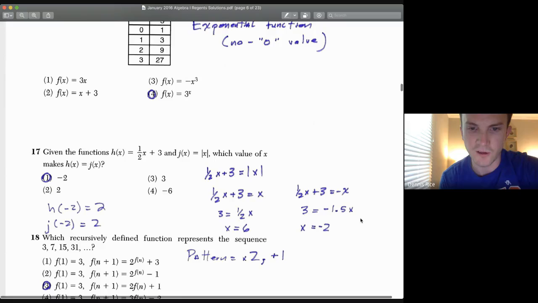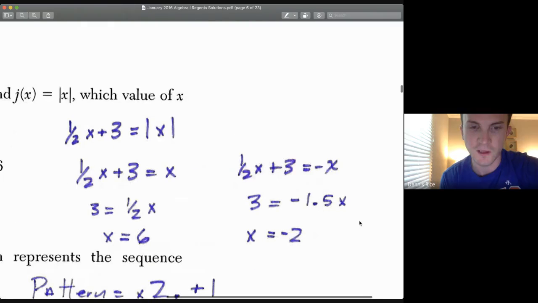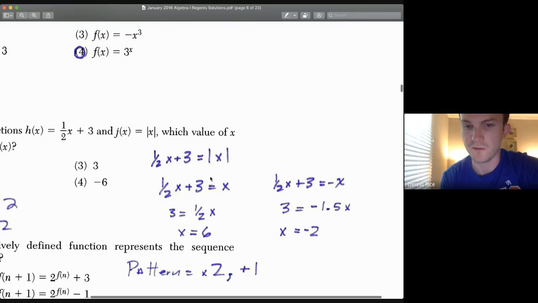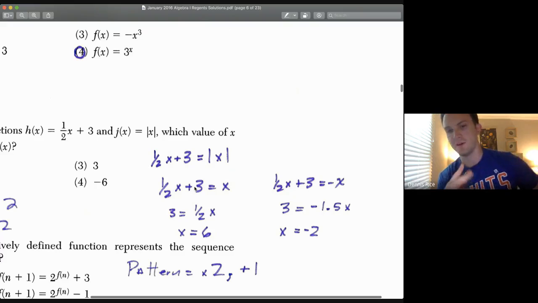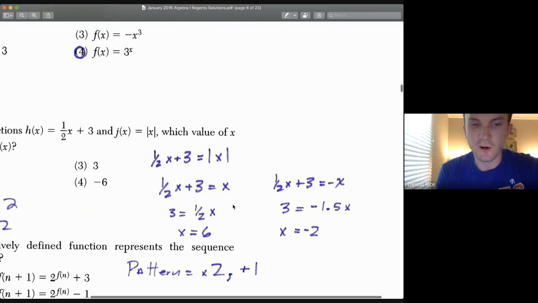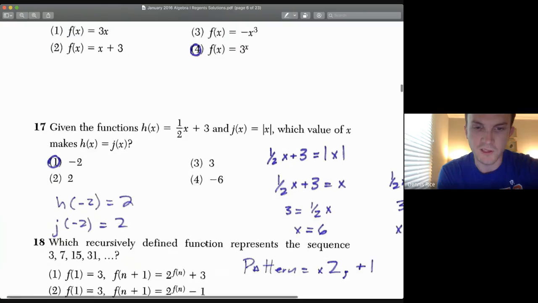Now I did it algebraically on the right. You would never need to know how to do this. Absolute value equations are a little difficult because you have to consider a negative world and a positive world. So there were actually 2 answers to this system. It was 6 and negative 2, but the only one that's there is negative 2.